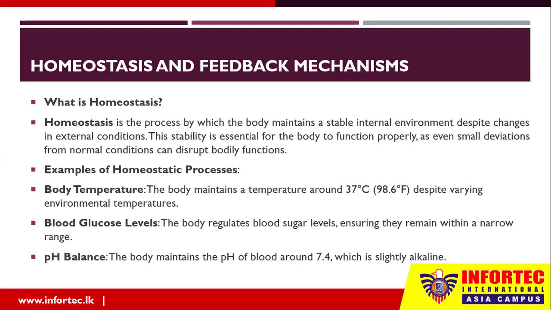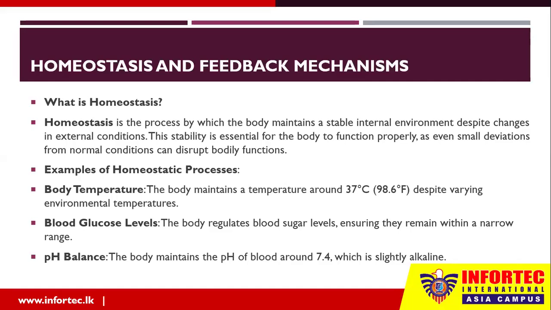Then what about the pH balance? Our normal body pH value is around 7.35 to 7.45. It means we are trying to maintain it around 7.4. This is slightly alkaline, right? So what are the homeostatic actions that our body is taking? There are buffers, right? Other than that, through respiration and kidney functions, we are trying to regulate our pH balance, right?